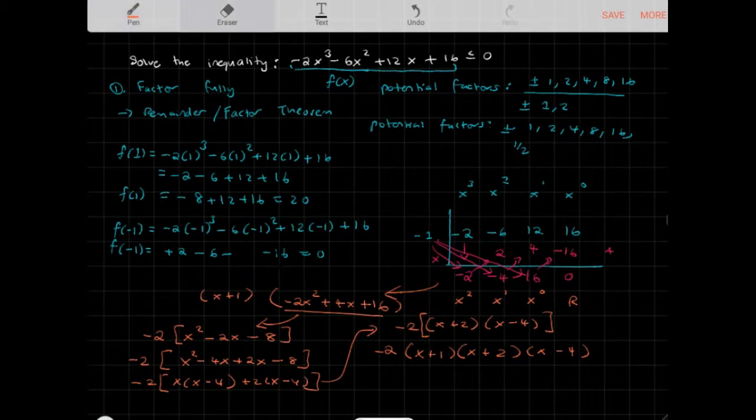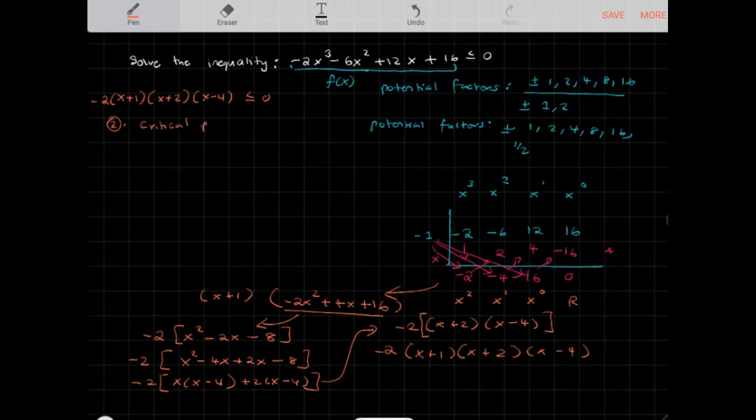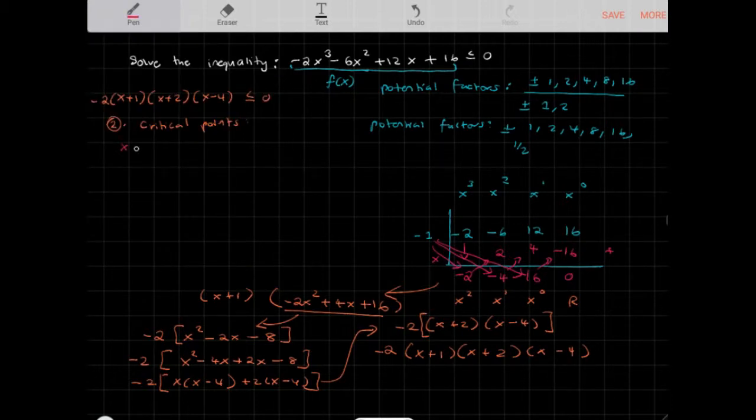Okay, so after we have the factored expression, I'm just going to make some space here. And next we want to figure out the intervals using this expression. So I'm going to rewrite my inequality as negative 2 x plus 1 times x plus 2 times x minus 4 is less than or equal to 0, right? And in this case, what you want to do is you want to find your critical points. Okay, so my critical points here, I'm just going to use a different color for this. My critical points here are going to be negative 1, negative 2, and 4.